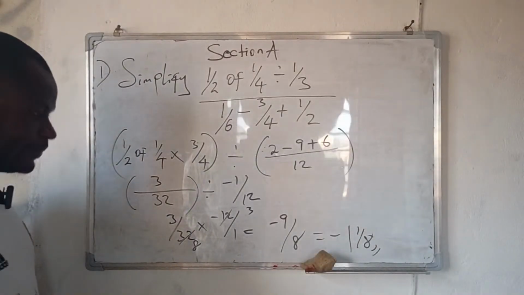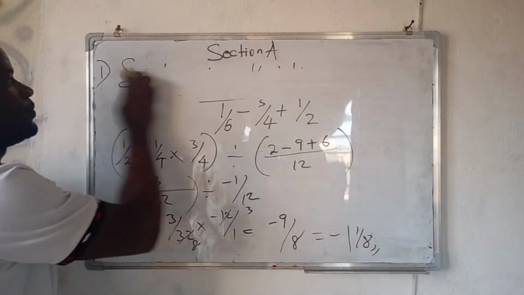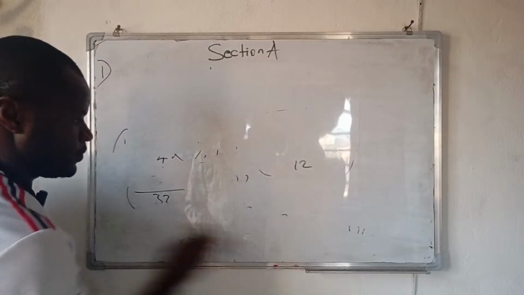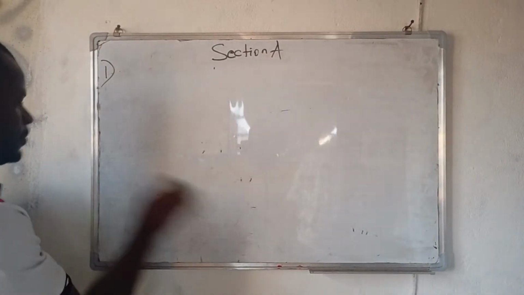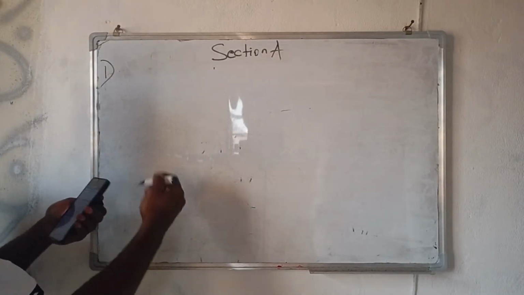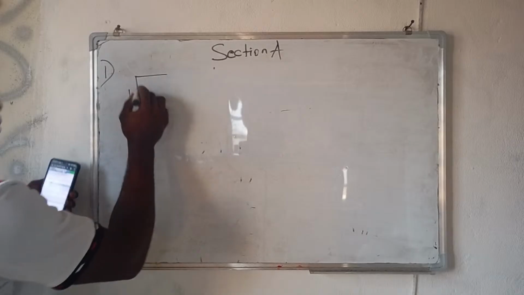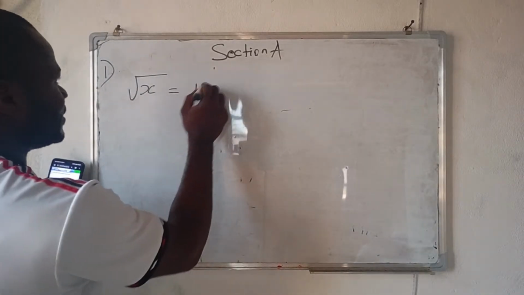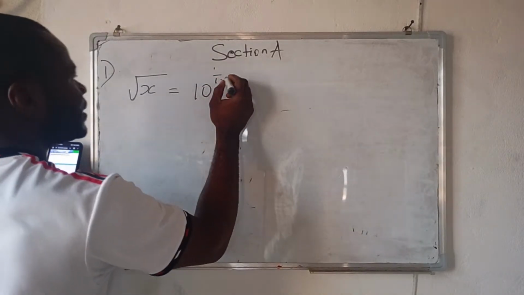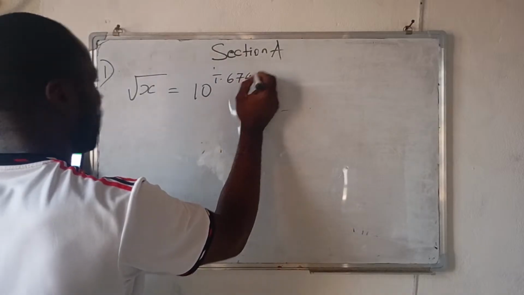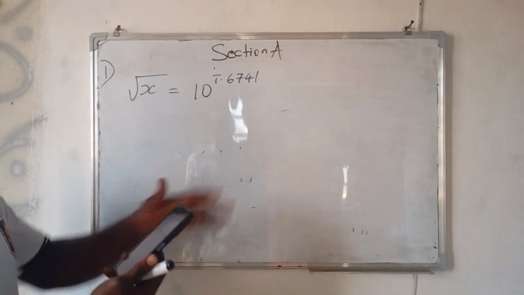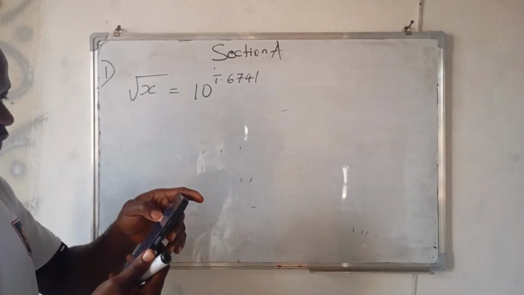For the B part, we are given that square root of x is equal to 10 raised to the power of 1.6741. Now you are expected to evaluate this without using a calculator to find the value of x.